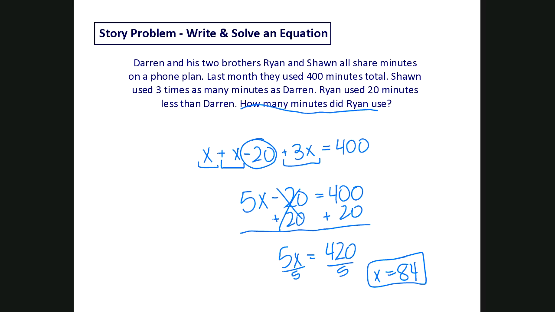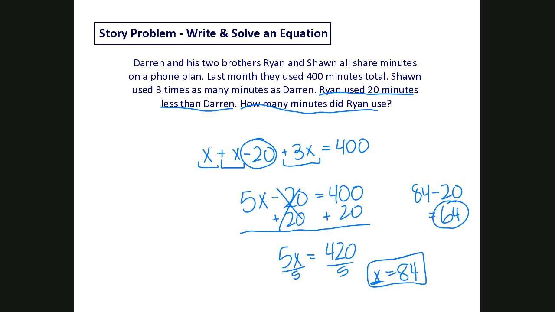My answer is not 84 because remember, X is representing how many minutes Darren used, not Ryan. So we have to go back to the problem and see how many minutes Ryan used. It says Ryan used 20 minutes less than Darren. Okay, so we know that Darren used 84 because that's what X was representing. So we do 84 minus 20 because that's how many Ryan used, and that's where everybody's getting 64. Ryan used 64 minutes.